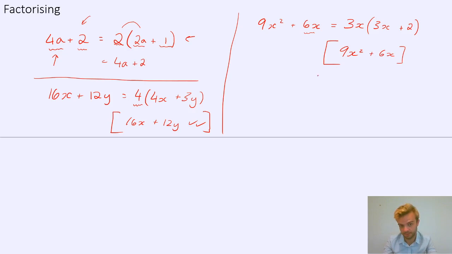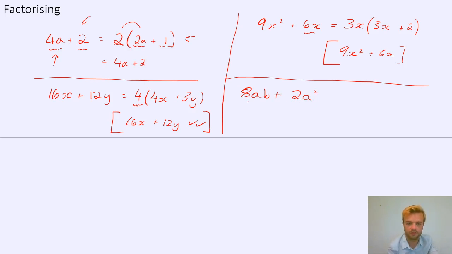I think I just want to show you a wrong answer, or at least an answer that's not finished, and then I'll give you some questions to have a go at. So if we take 8ab plus 2a squared.